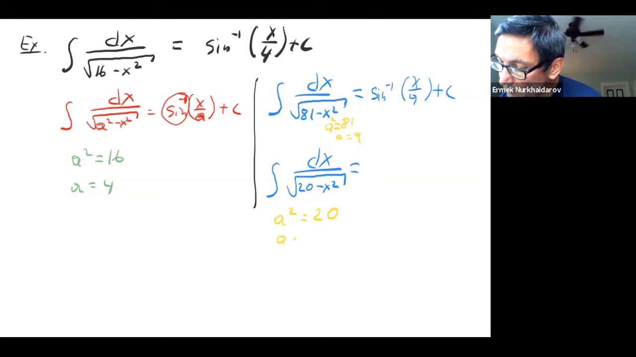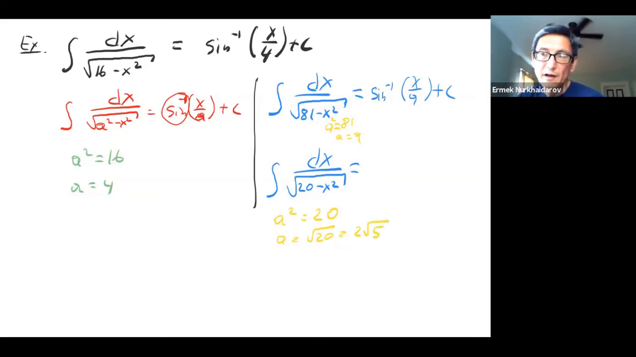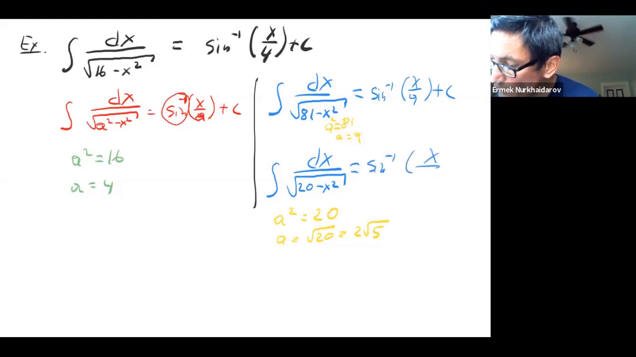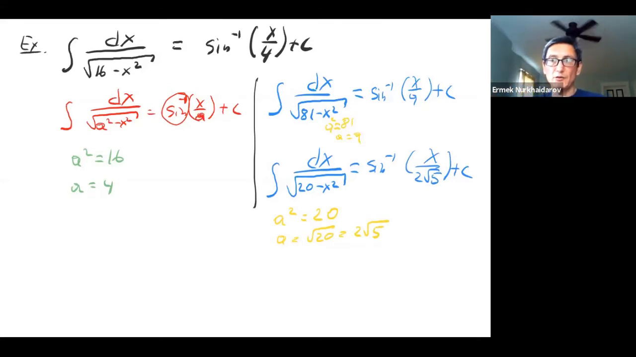So a equals the square root of 20. And the square root of 20 is 2 root 5, because 20 is 4 times 5. The square root of 4 is 2, and the square root of 5 is the square root of 5. As soon as you figure out what a is, we are ready to write down the final answer. So we're going to get sine inverse of x over 2 root 5. So that's how the shortcut is going to work in this case.